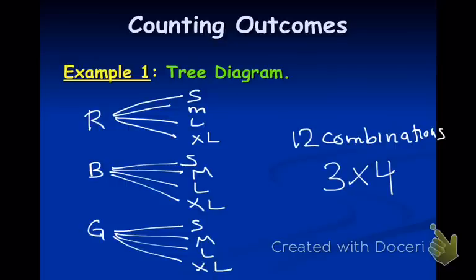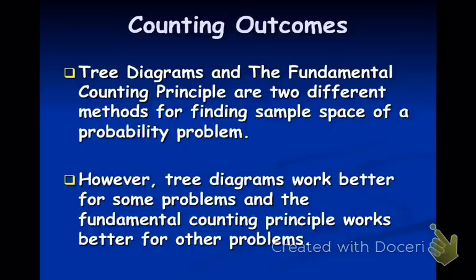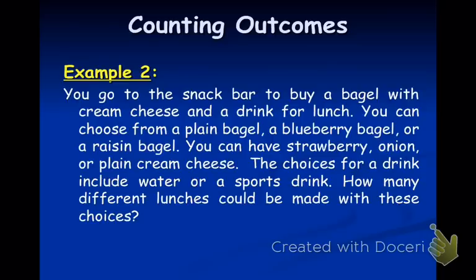We have 10 to go through. Just as a quick side note, tree diagrams and the fundamental counting principle are 2 methods for finding the sample space, the total. However, tree diagrams work better for some problems, and the fundamental counting principle works better for others. So let's look at example 2.